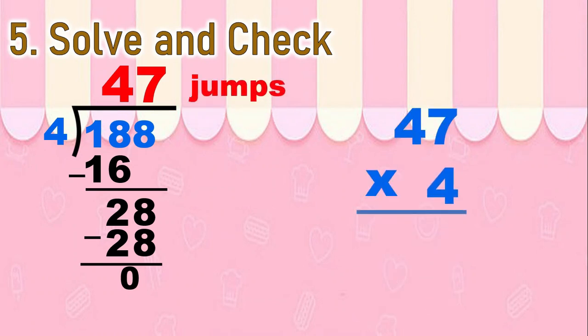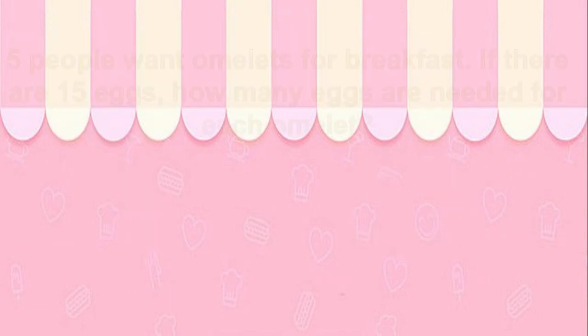How to check? Just multiply the quotient and the divisor. 7 times 4 is equal to 28. Bring down 8 and carry 2 at the top of the tens place, which is the number 4. So 4 times 4 is equal to 16, plus 2 is equal to 18. So 188 is our answer, and that is our dividend.